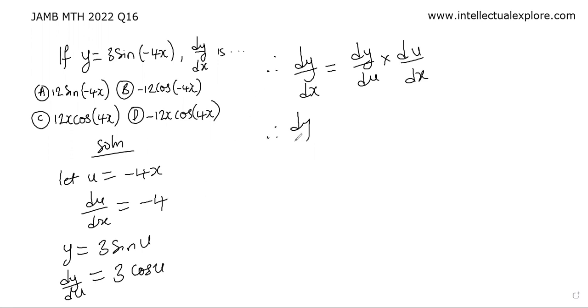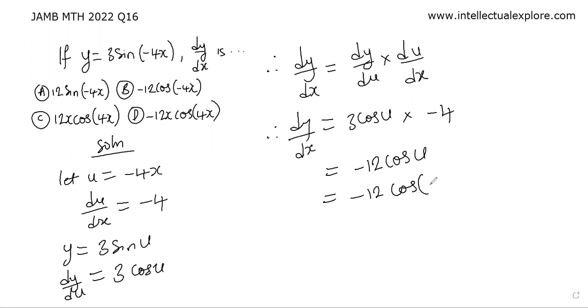So dy/dx will now be, our dy/du is 3 cos u, times du/dx, which is minus 4. So you multiply that, minus 4 times 3 will be minus 12 cos u. And what was our u? Our u is minus 4x. So that will be minus 12 cos minus 4x. So that's our dy/dx.